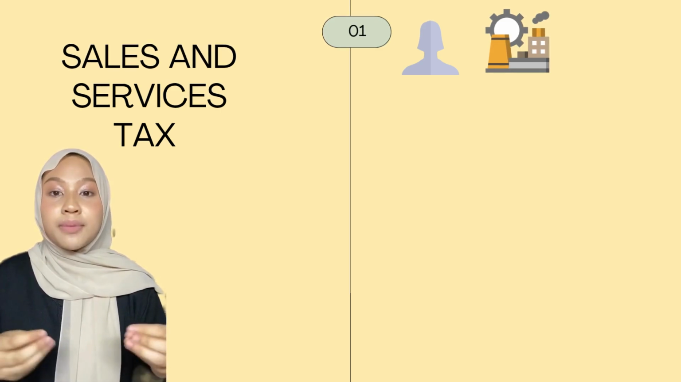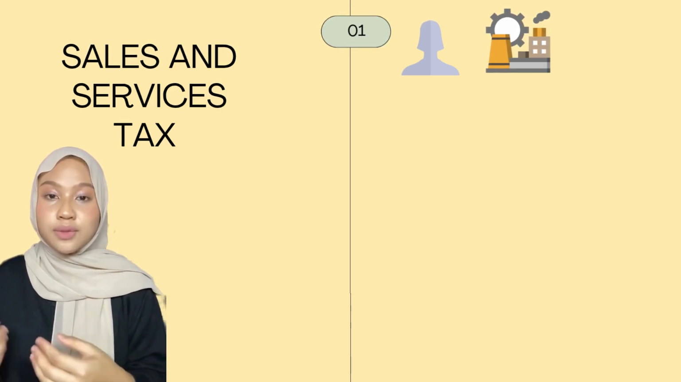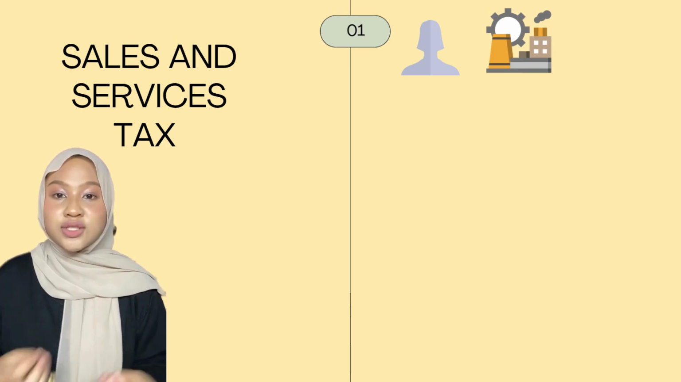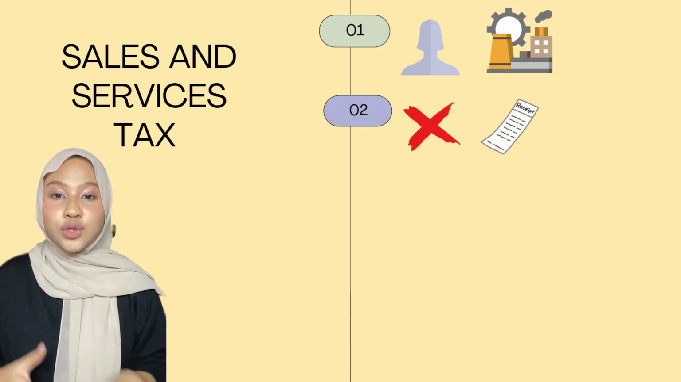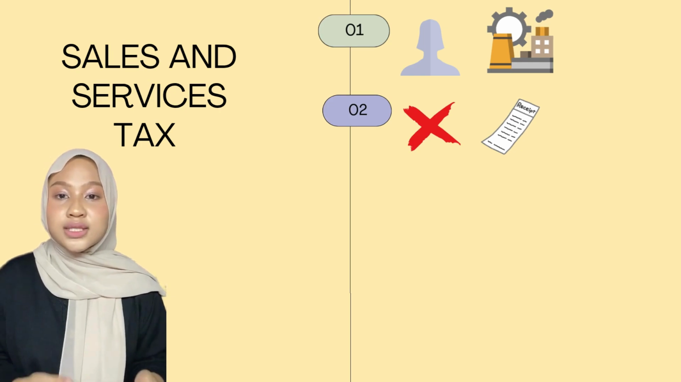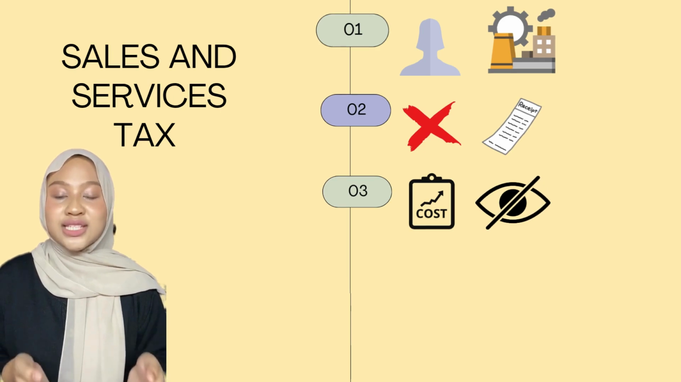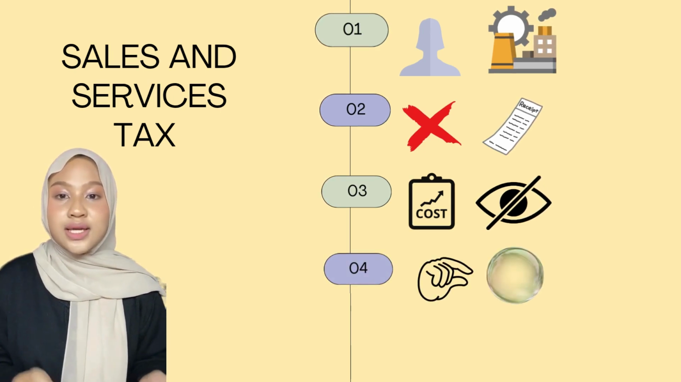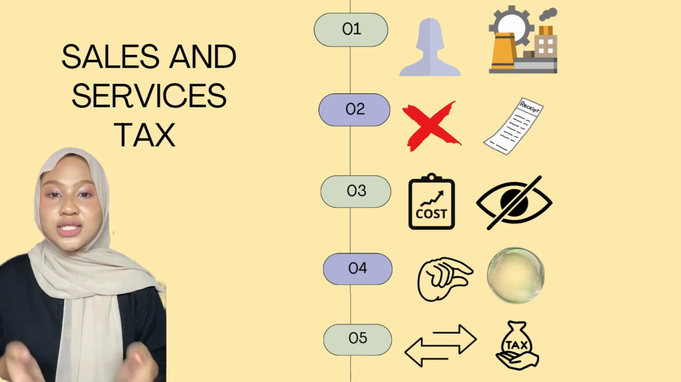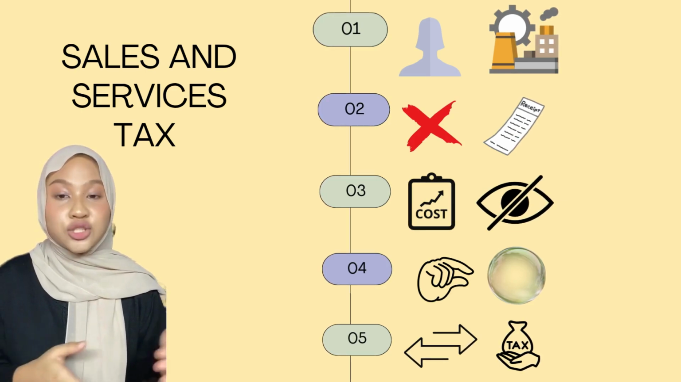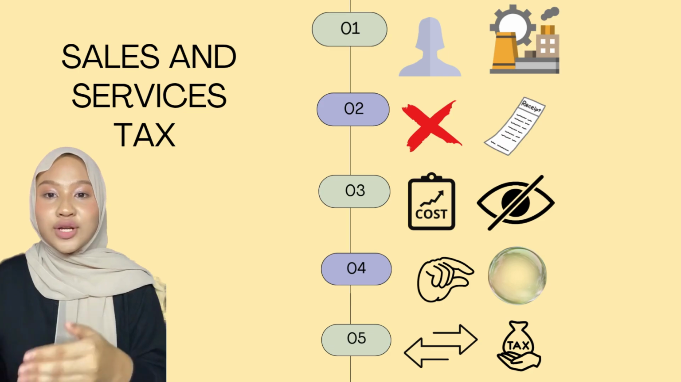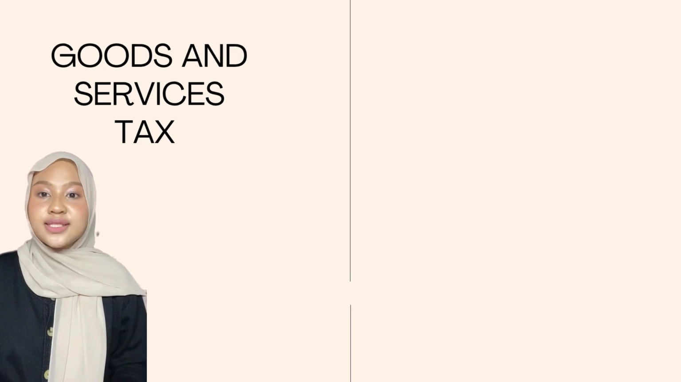However, it has multiple effects on consumer price, since tax is charged only once and not shown clearly on receipts. The cost is often hidden within the selling price. This makes it less transparent for consumers and can even lead to double taxation when goods pass through several stages before reaching consumers. Now, let's look at GST.